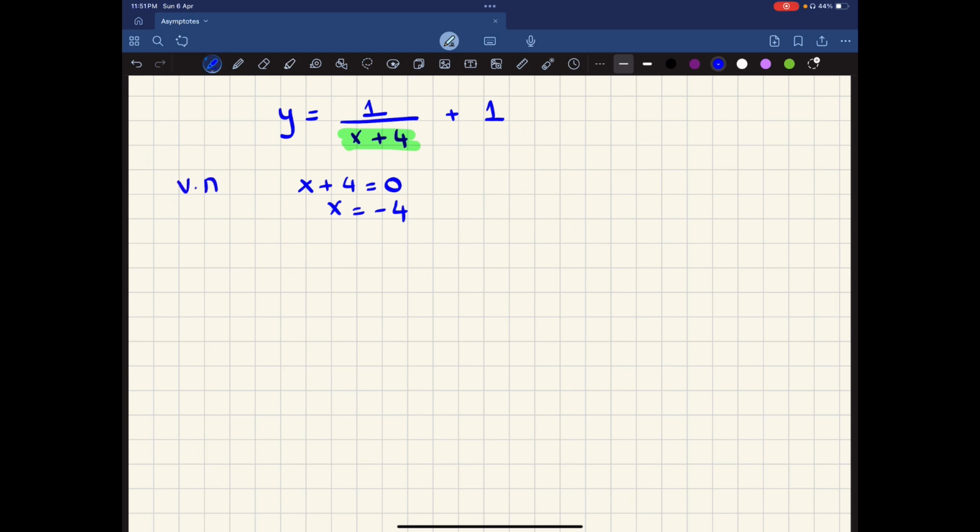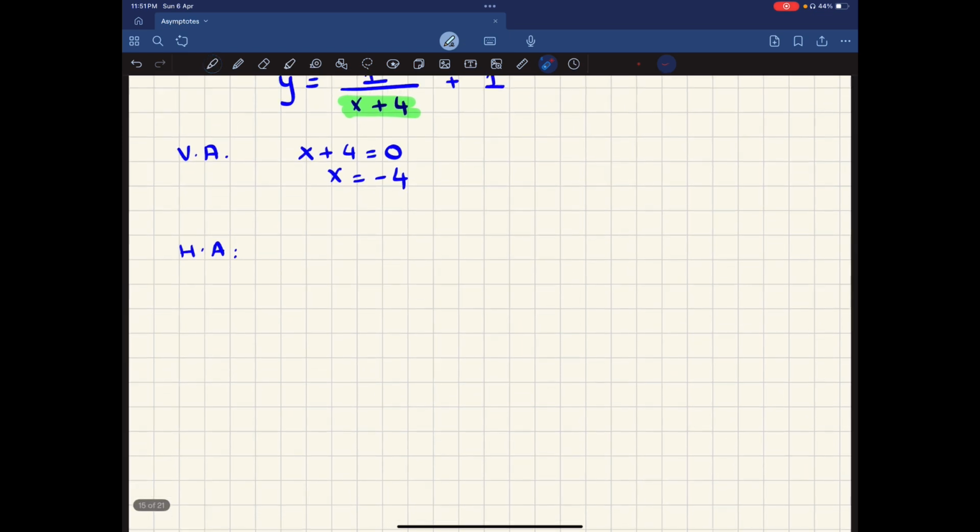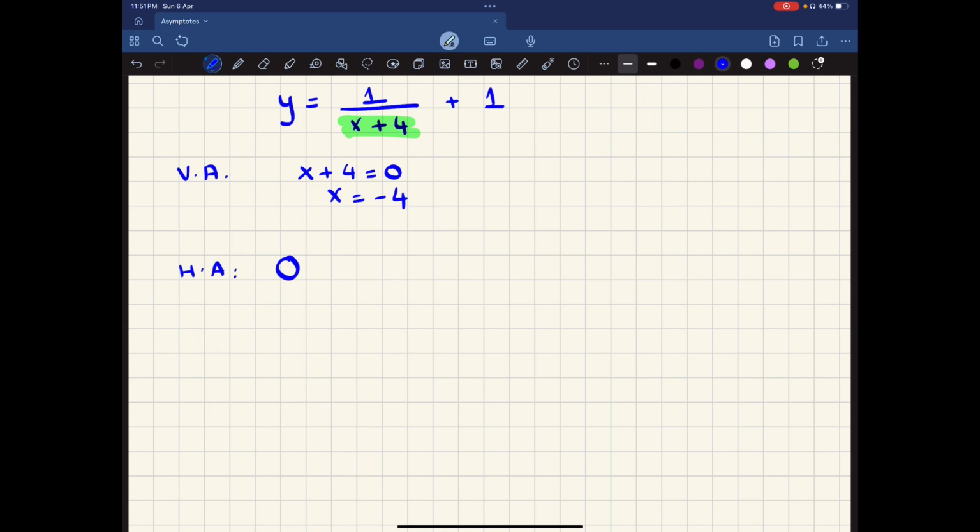What about the horizontal asymptote? So let's compare the degrees. Okay, so the degree in the numerator is less than the degree in the denominator. So for this part of the graph, the horizontal asymptote is going to be y equals 0. However, we have a plus 1 here. So we are going to write 0 for this part, and then we have a plus 1. Okay, so what is our horizontal asymptote going to be? y equals 1.